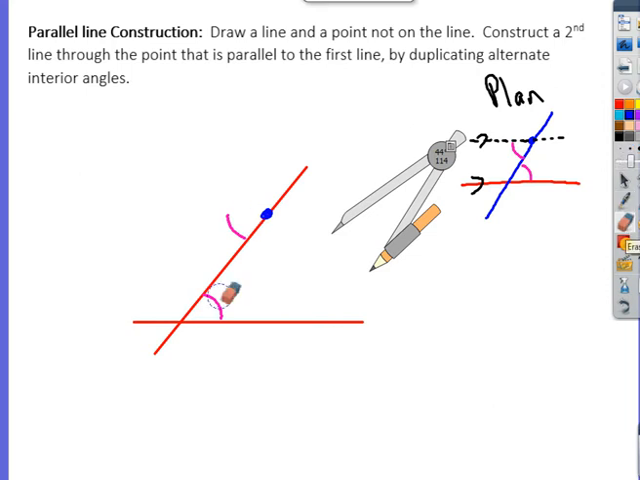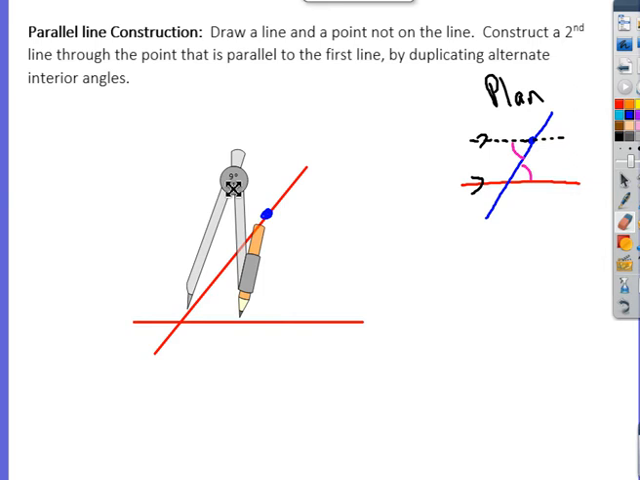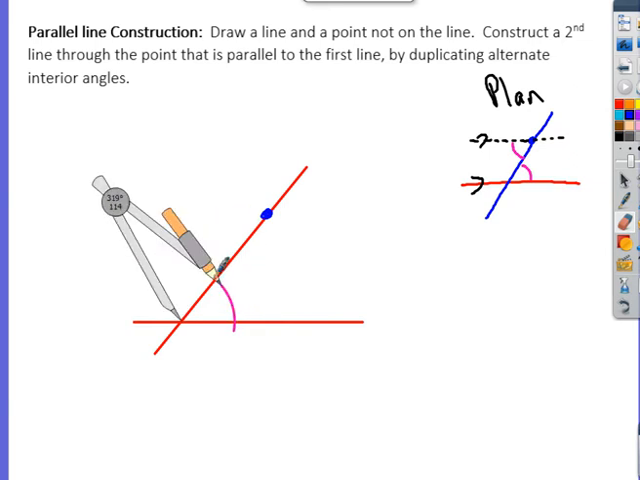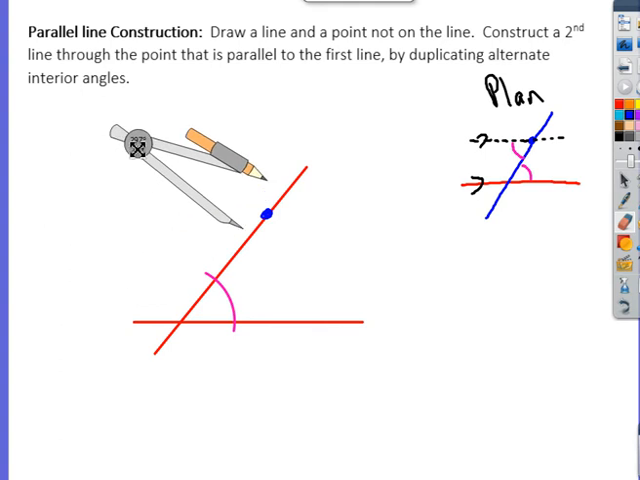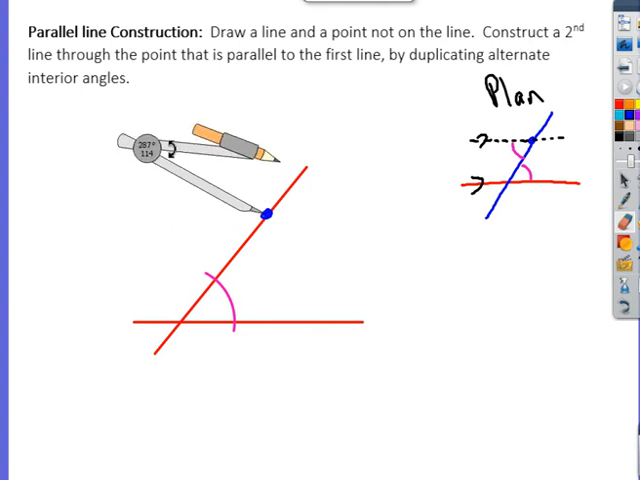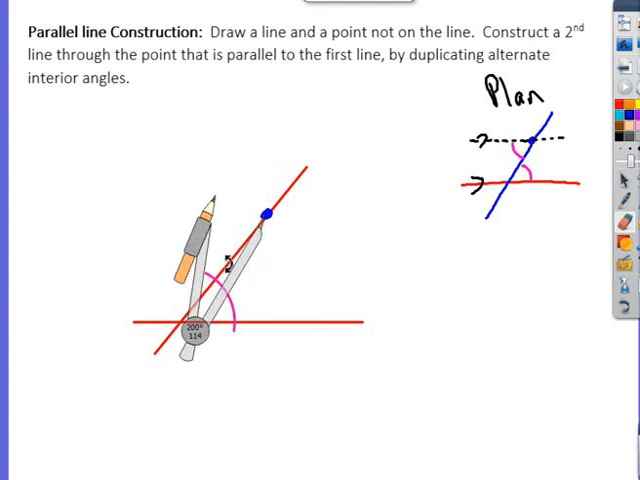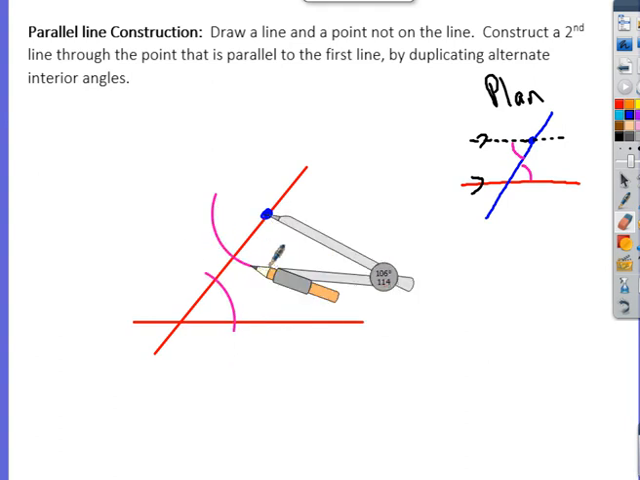We duplicate the angle. So we start at the vertex, we draw an arc, but now since we want the alternate interior, we're going this way, and we draw the arc. And it's okay if they overlap in your drawing.